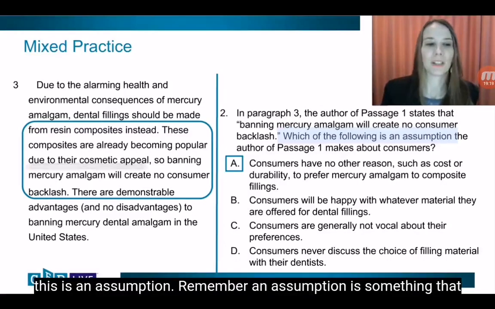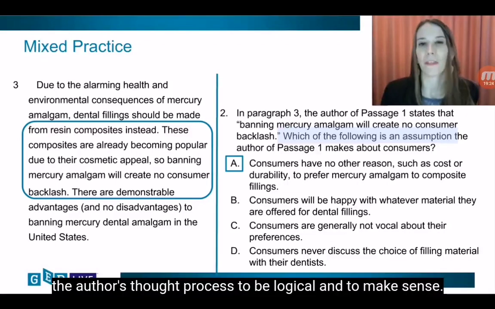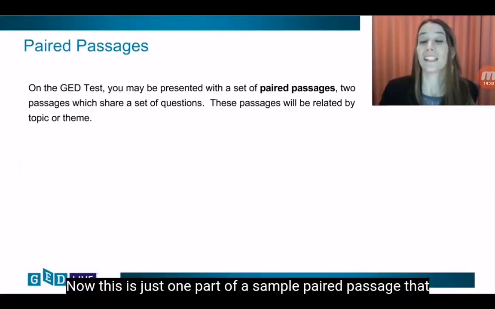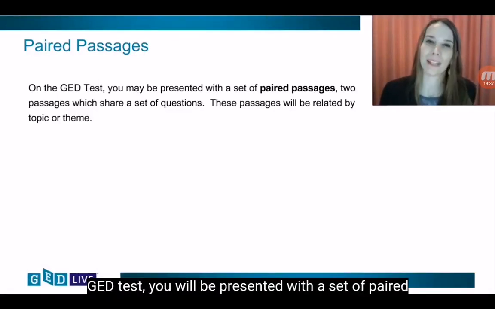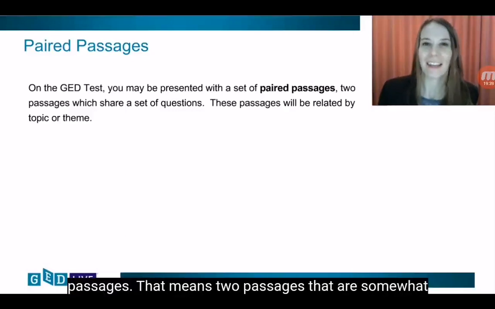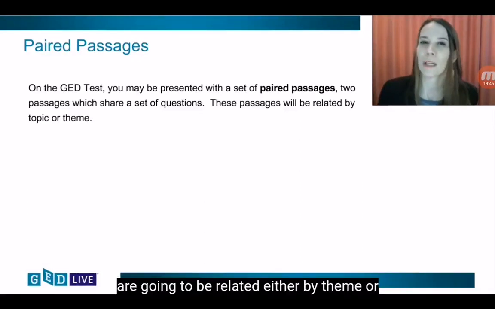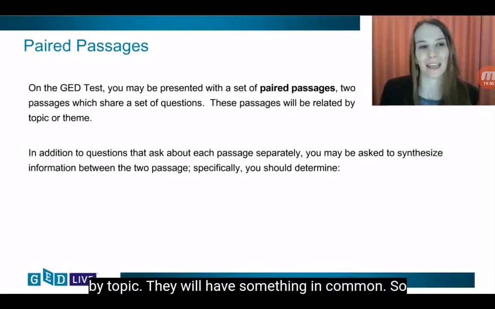Remember, an assumption is something that is unstated, but that must be true in order for the author's thought process to be logical and to make sense. Now, this is just one part of a sample paired passage that we're going to look at in this lesson. And on the GED test, you will be presented with a set of paired passages. That means two passages that are somewhat related and that share a set of questions. And these passages are going to be related either by theme or by topic. They will have something in common.